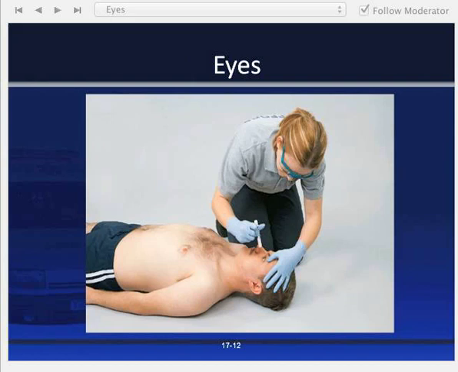Assess the size and shape of the pupils and their response to light. Look in the eyelids for discoloration, cuts, swelling. Look at the whites of the eyes for discoloration. Look at the conjunctiva for redness, pus, or foreign bodies.